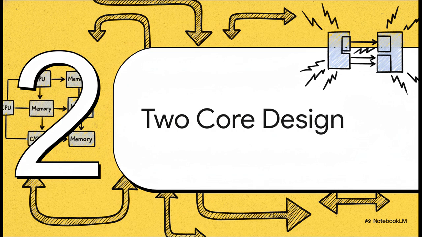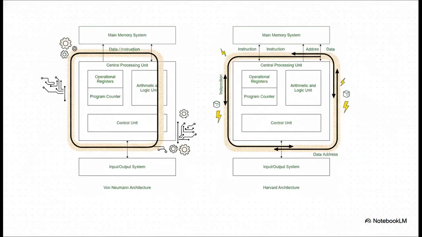So while that von Neumann blueprint is everywhere, it's not the only game in town. Turns out, there's a huge design challenge that's led to a completely different way of thinking, and it all comes down to one problem. How do you get information to the processor as fast as humanly possible? All right, take a look here.